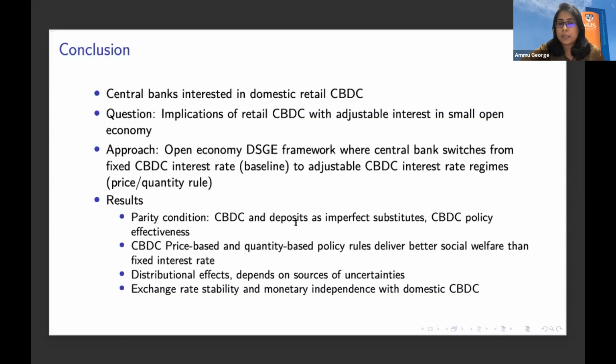However, there are distributional effects, and the welfare outcomes are also highly conditional on the sources of uncertainties considered. And domestic issuance of CBDC gives a possibility that the central bank can have domestic monetary independence while managing the exchange rate through the uncovered interest parity condition.